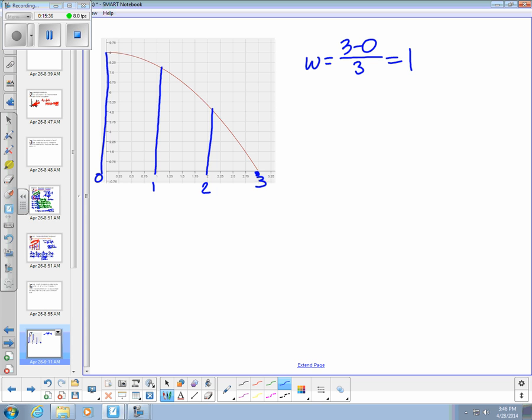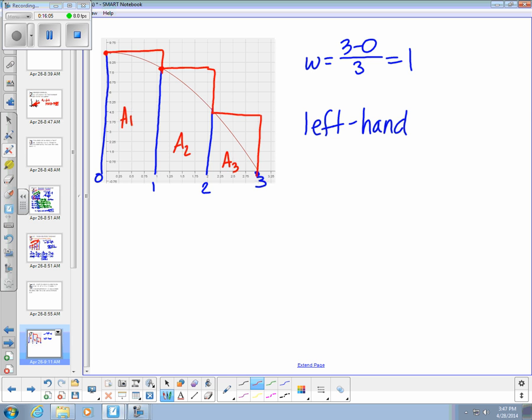And we wanted to use left-hand rectangles. So we want the left-hand sum. So I'm going to start from the left side of the rectangle. So for this first one, I'm going to use f of 0. For the second one, I'm starting from f of 1 and flattening my rectangle out. And then for the third one, I'm starting at f of 2.